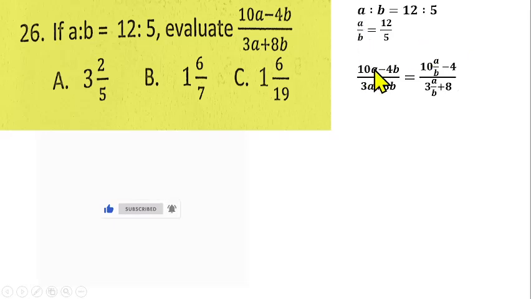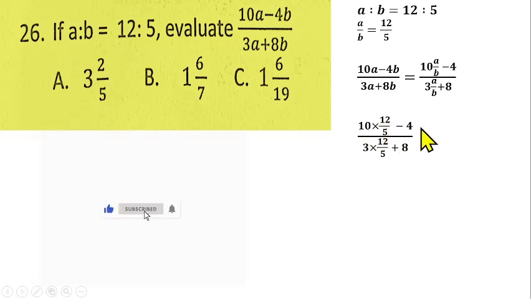So I divide this 10a by b, that will give a over b. Divide this one by b also, minus 4 over. Divide this 3a by b, you have 3a over b, plus 8b divided by b, that will give us 8. Now we know the value of a over b to be 12 over 5. So wherever you see a over b, put 12 over 5. So technically you'll be having 10 times 12 over 5 minus 3 times minus 4 over 3 times 12 over 5 plus 8. So 5 can go in 10, that will give us 2.